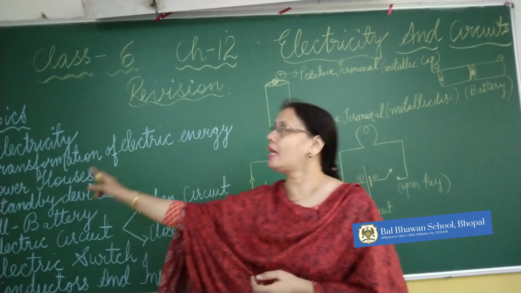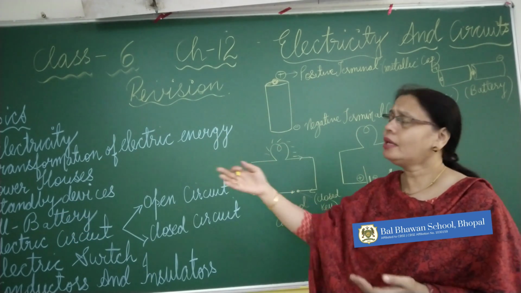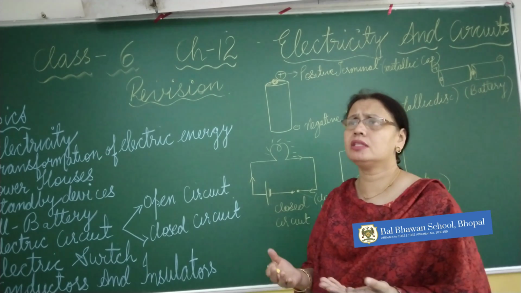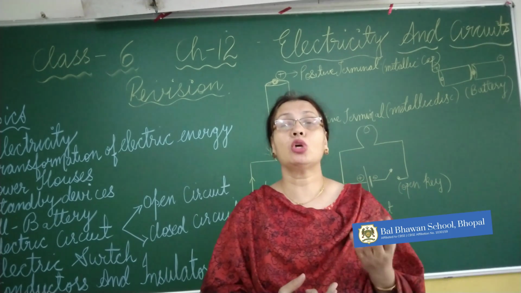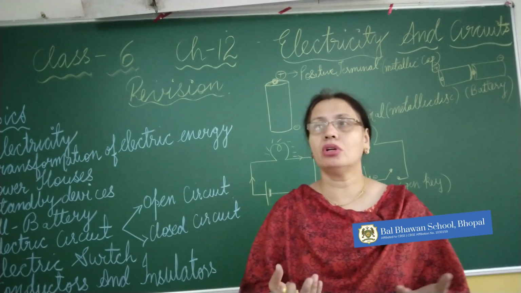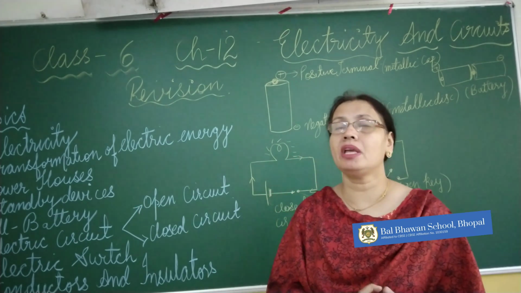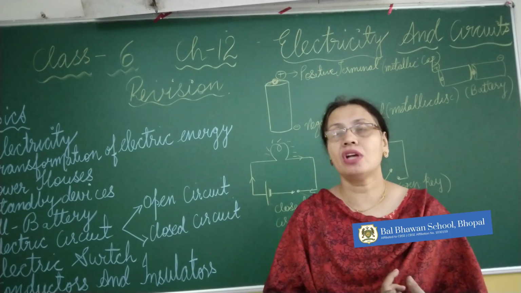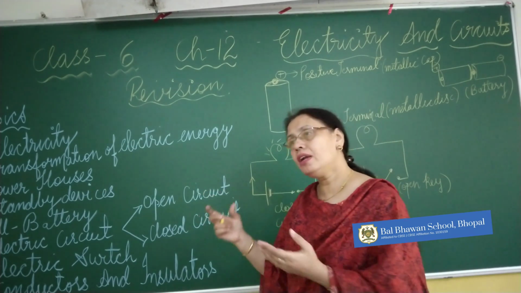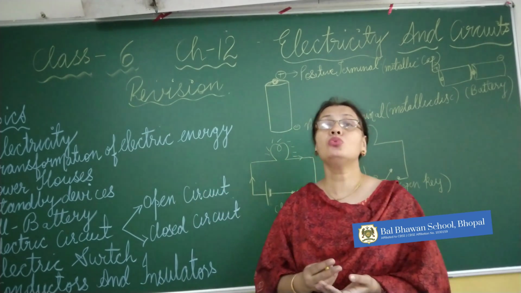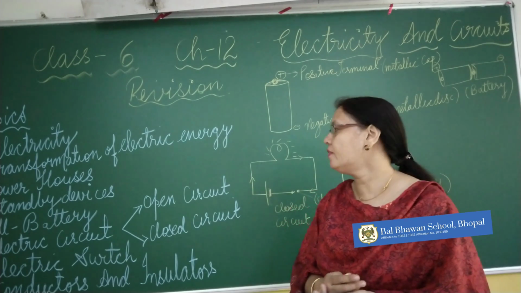Let us discuss the diagram of a cell. As you all know, there are many shapes of cells depending upon the requirement of the apparatus or the gadget which works when you put a cell in it. You may have pencil cell, you may have button cell, you may have dry cell. So different shapes of cells are there to suit the requirement of the device.